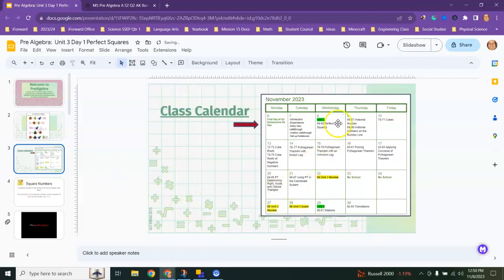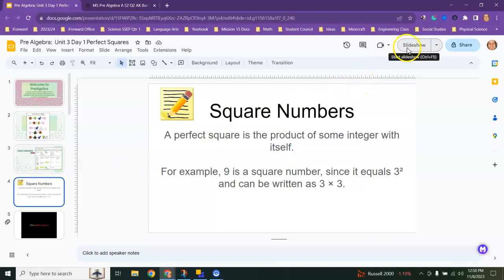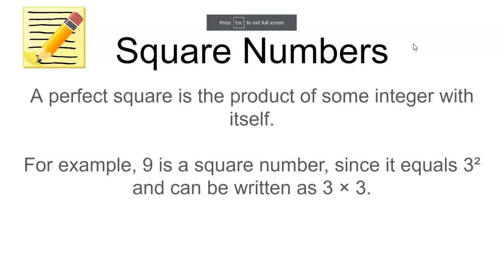Today in class, we covered Unit 3, starting out with the lesson called Perfect Squares. In our notebooks, make sure that you write down what a perfect square is. A perfect square is the product of some integer with itself.